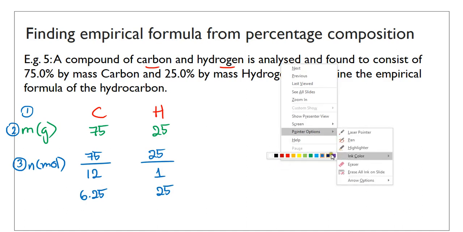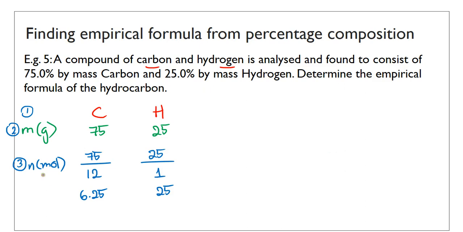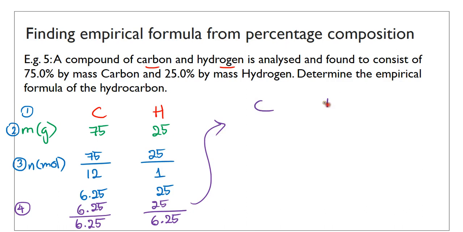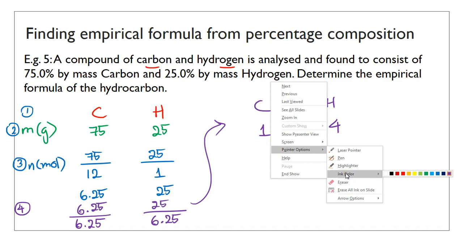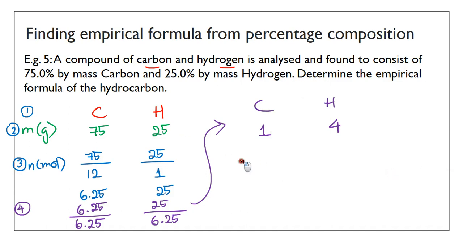The next thing that I have to do is to divide this by the smallest mole. So the smallest mole in this case is 6.25, which is carbon. So I'm going to divide everything by 6.25, and that should give me, let me just rewrite this, 1 to, what's 25 divided by 6.25, a 1 to 4 ratio. And then finally you can write the answer. So the empirical formula, for every 1 carbon you need 4 hydrogen atoms. The empirical formula is going to be CH4.